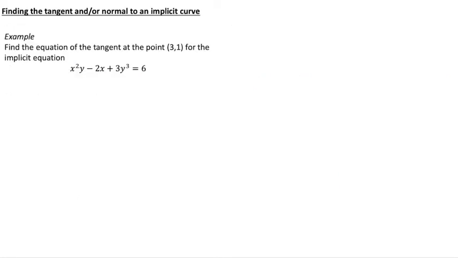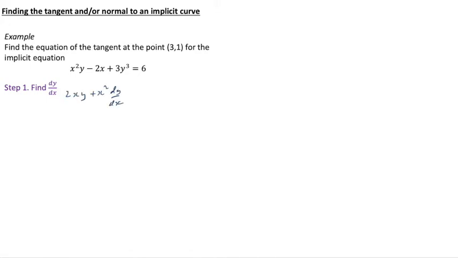Okay, so we'll look at an applied example, if you like, finding the tangent or normal to an implicit curve. And the example we're going to use is finding the equation of the tangent at the point 3, 1 for the implicit equation x squared y minus 2x plus 3y cubed equals 6. So, the first step is to find what dy by dx is.